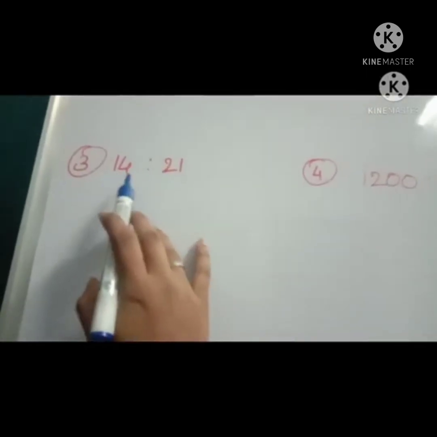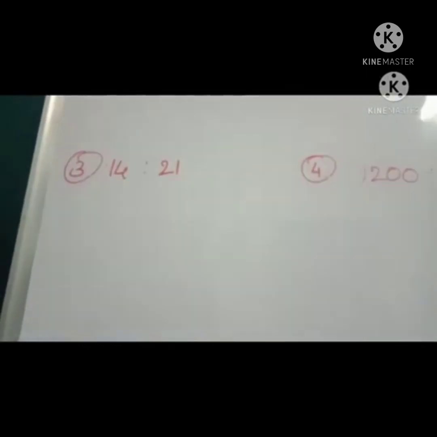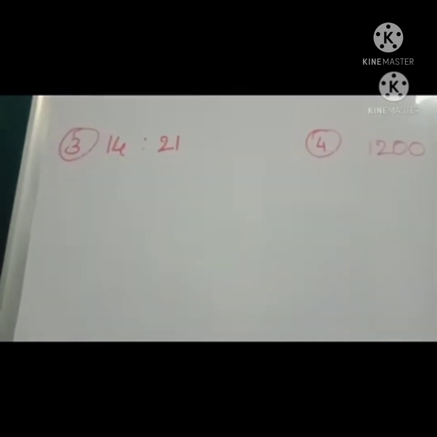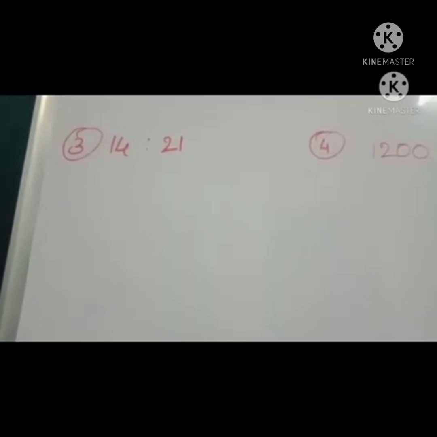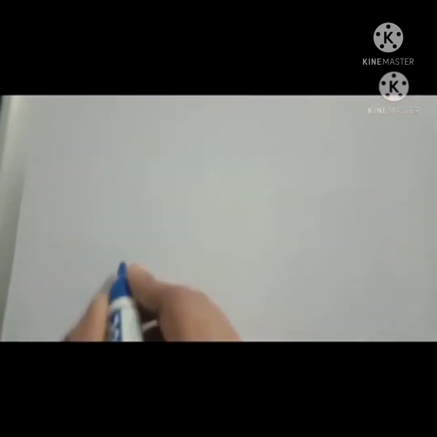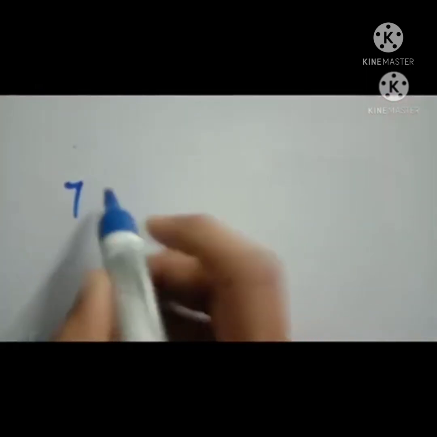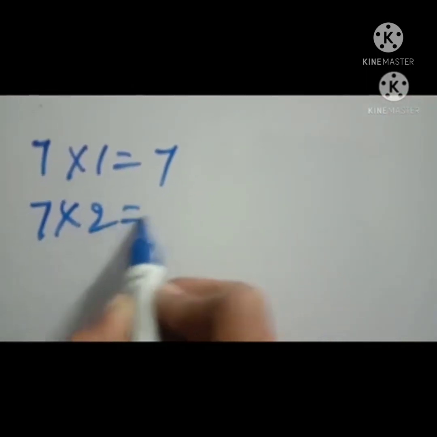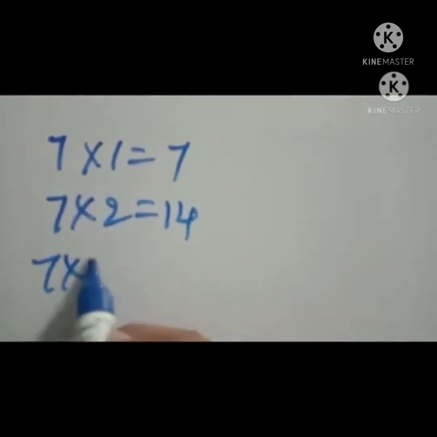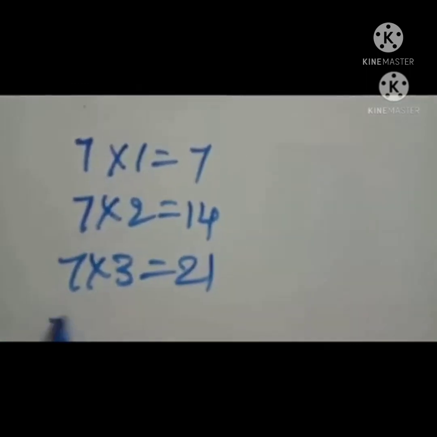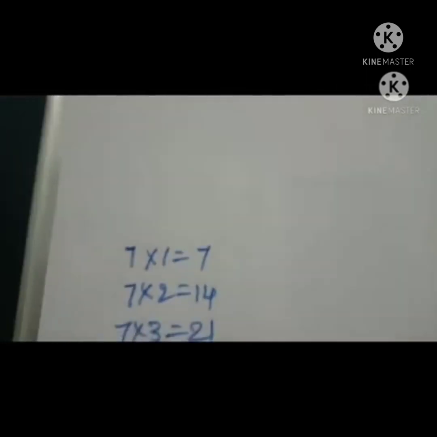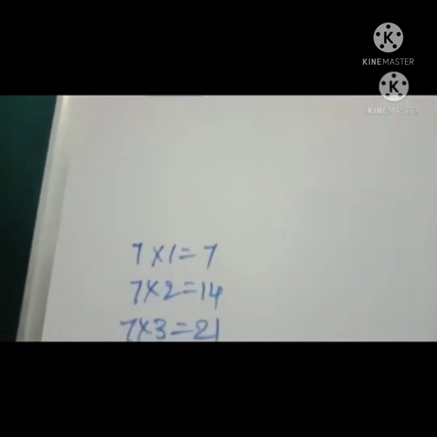Next see the third one. 14 is to 21. 14 and 21 is there in which table? Yes, very good. 7 table. See here the 7 table. 7 ones are 7. 7 twos are 14. 7 threes are 21. Next 7 fours are 28. Up to here I wrote. But here what is the numbers? 14 and 21.